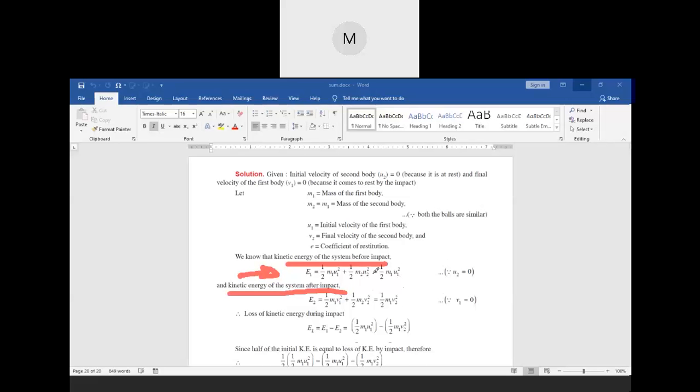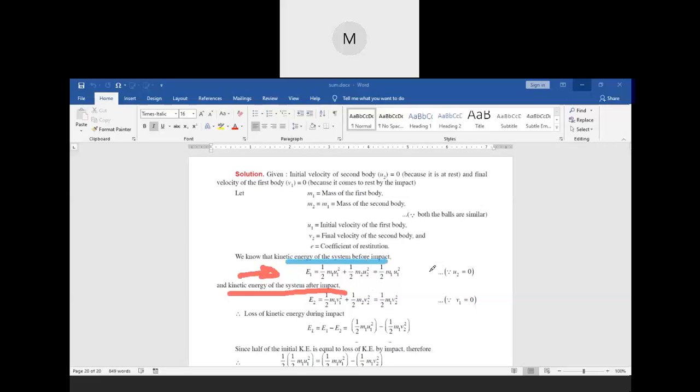Now before impact, what happens? Before impact the velocities will be initial velocities, right? So if the velocities will be initial velocities, then there will be u1 and u2. Why u1 and u2? They are the initial velocities. That is why we have two velocities for the case before impact. So that is why we are getting half m1 u1 square plus half m2 u2 square.